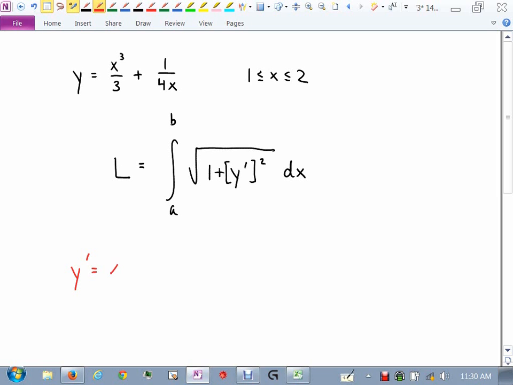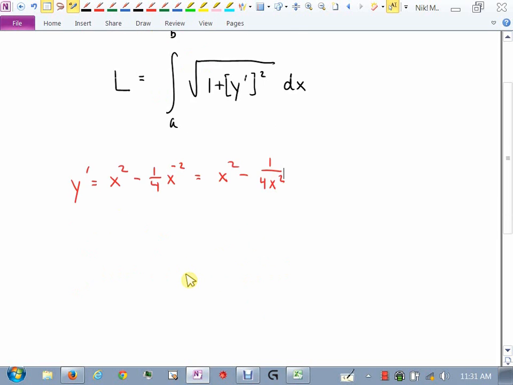Derivative of x cubed over 3 is x squared, right? And then for the derivative here, just remember that this is the same as 1/4 x to the negative 1, right? And then I can bring the power rule down, so negative 1/4 x to the negative 2, or you could write that as x squared minus 1 over 4x squared. Is that what you had? Is that what you worked with? I'll work with what you worked with. So that's the one you squared? All right. Any questions on that? It's just a derivative there. Y prime squared.